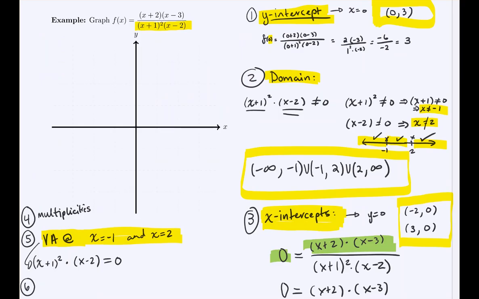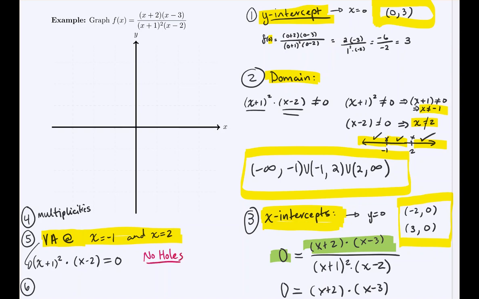Now, the reason our graph had no holes is notice the term x plus 1 did not appear in the numerator, nor did the term x minus 2. So holes only occur when you've got a repeat term in the top and the bottom, so there are no holes. But just so that we know we didn't forget it, we might just say no holes here.